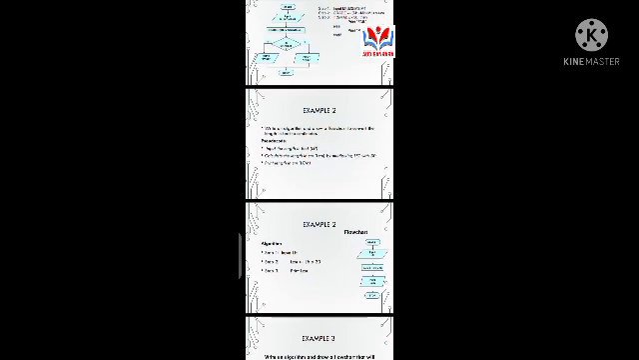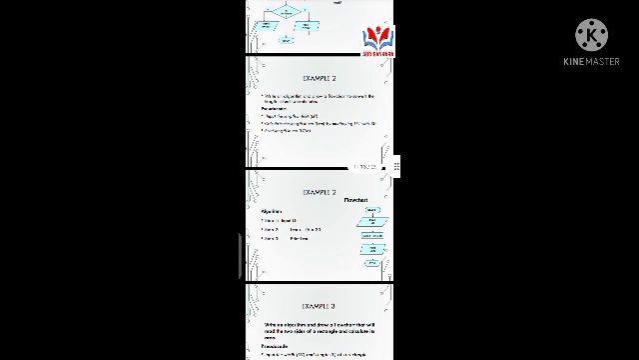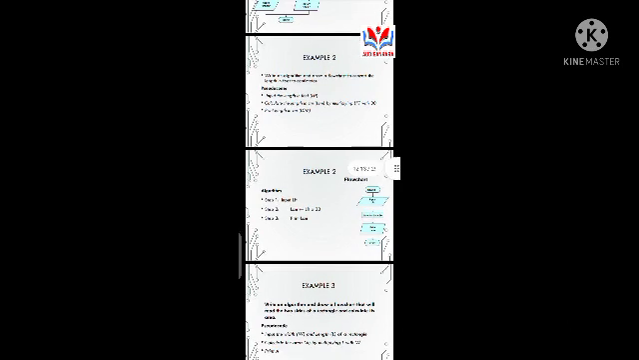Now example 2. Write an algorithm and draw a flowchart to convert the length in feet to centimeters. Pseudocode: input the length in feet. Calculate the length in centimeters by multiplying LFT with 30. Print length in centimeters. Let us see example 2.